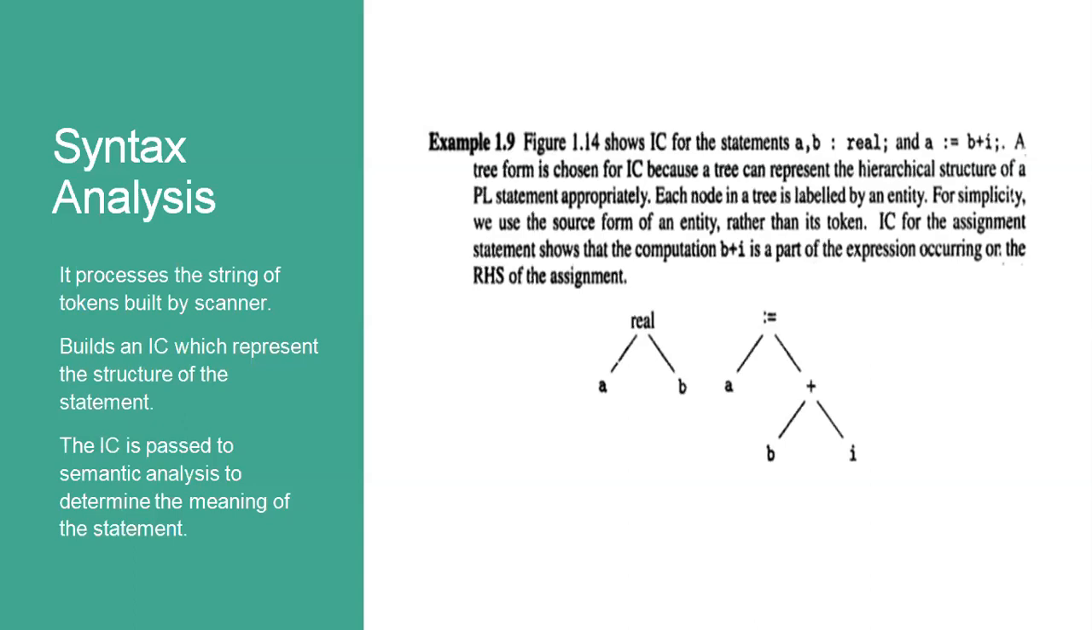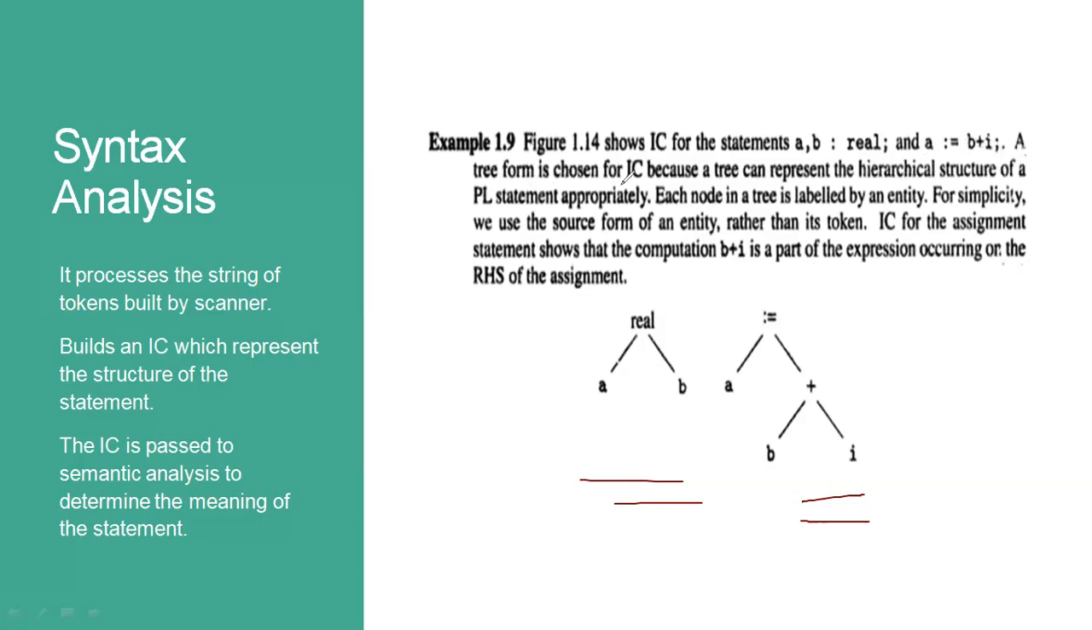So depending on the output given by the scanner, syntax analysis will find out the errors, if any. It will generate IC and forward the IC to the next step, that is semantic analysis. So let us see what these diagrams are. IC for statement A, comma B real and A equal to B plus I.